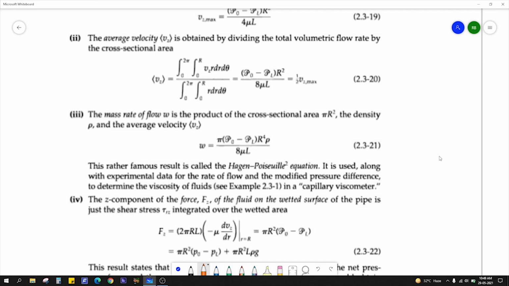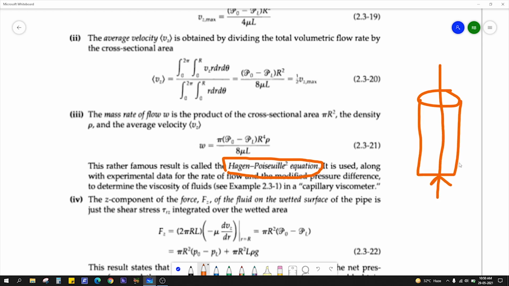Okay, so today we are going to discuss flow through an annulus. Before that, let me go through the Hagen-Poiseuille equation. The Hagen-Poiseuille equation is a very famous equation. It is a formula relating the mass flow rate of a fluid flowing through a circular tube.